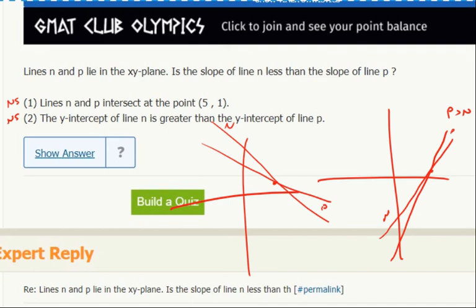because slope is a measure just like any other number. You know, a slope of, let's say, -3 and -1. -1 is greater than -3. So even in this case, the slope of P is greater than the slope of N because it's less negative. So that's sufficient together.